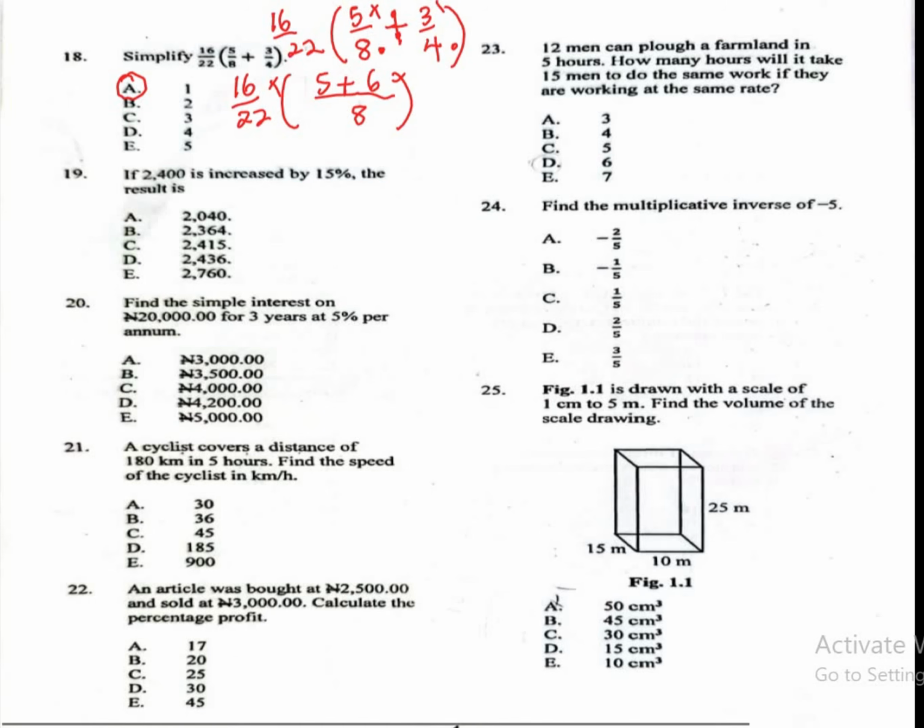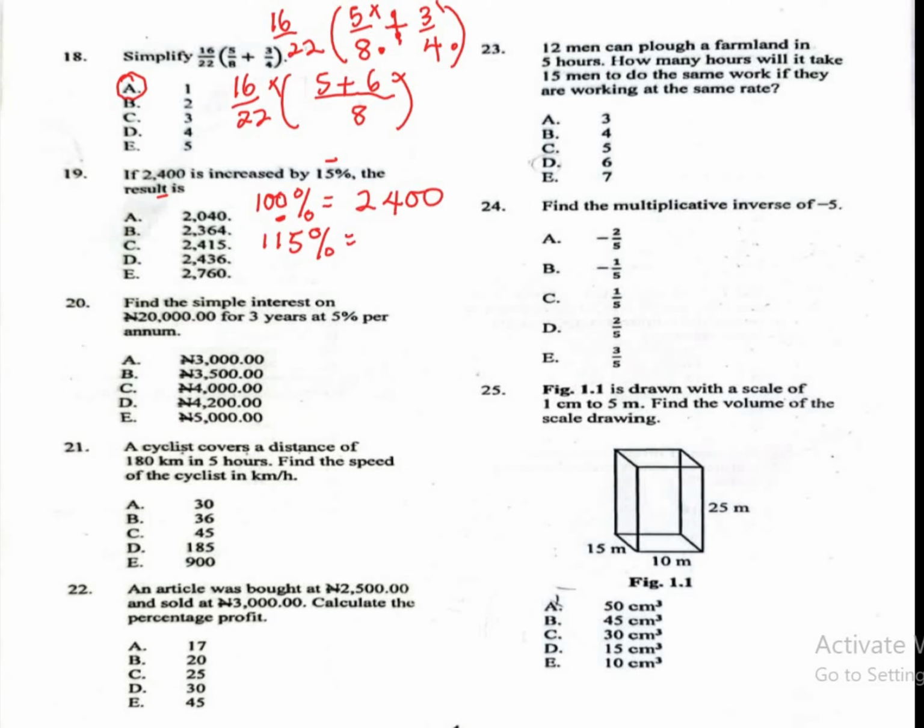Question 19, I'm going to read it out in case it's not that clear. If 2,400 is increased by 15%, the result is what? I said earlier that the original amount is always 100%. So let 100% be equal to 2,400. If it's increased by 15%, it means this 100% won't be 100% again. The new value will be 100% plus 15, which will give you 115%.